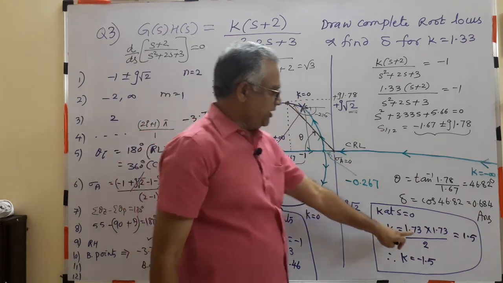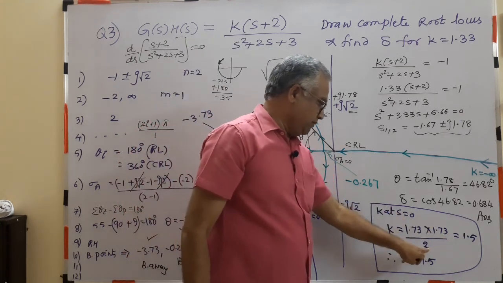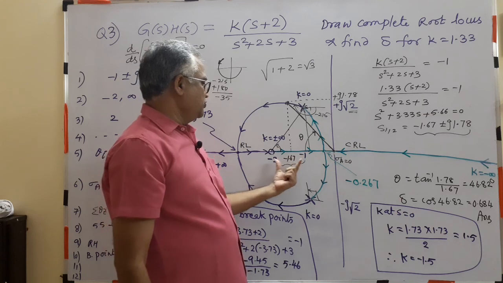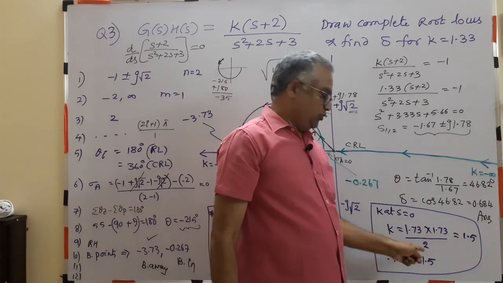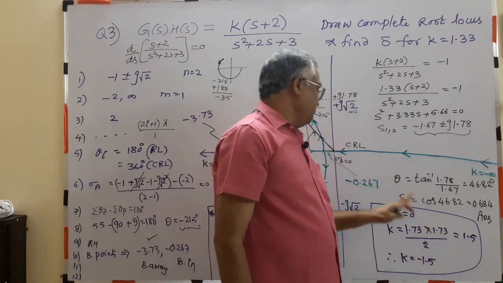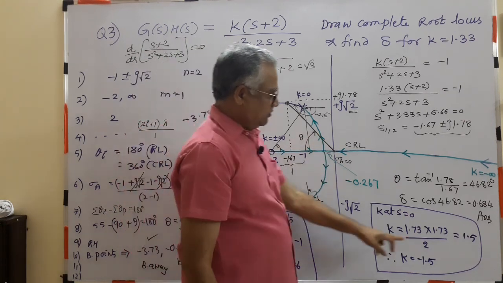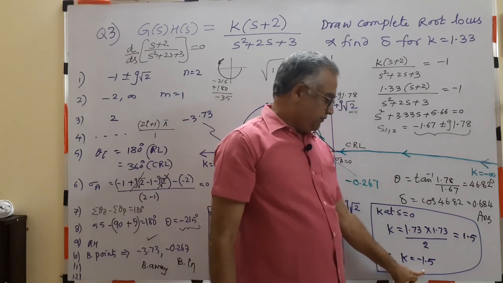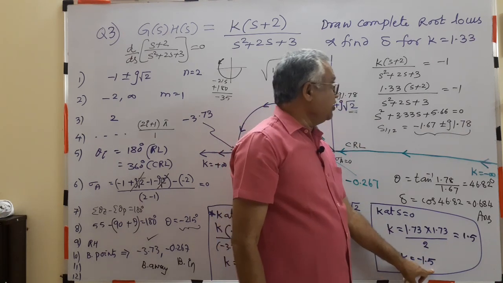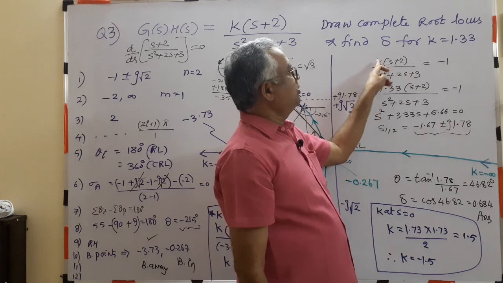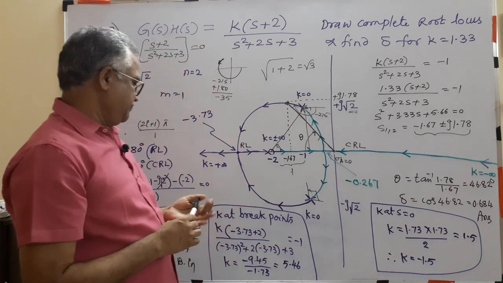Root 3 is nothing but 1.73. If this length is 1.73, this length is also 1.73, the vector length from the zero. So what is this vector length? 2. Don't take negative, all are magnitude only. So you are getting 1.5. But that is plus or minus. How do you take it? This point is on the CRL, so take this 1.5 as minus 1.5. So using this 12th rule, you got k equal to minus 1.5. Simply substitute s equal to 0, solve for k. Directly also you will get minus 1.5. Any one of the ways you can do it.